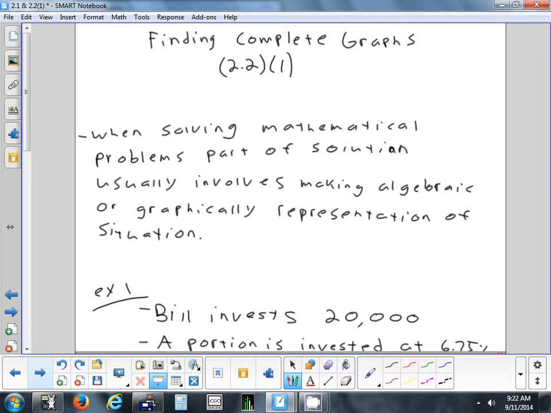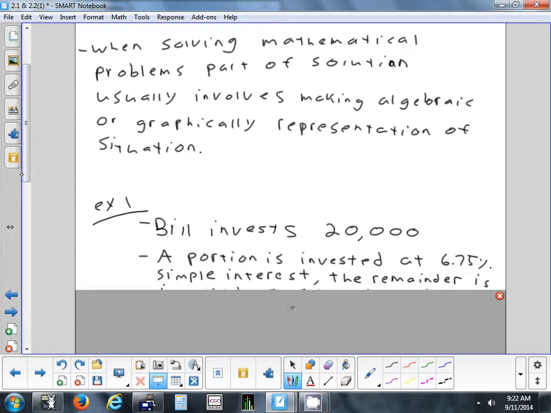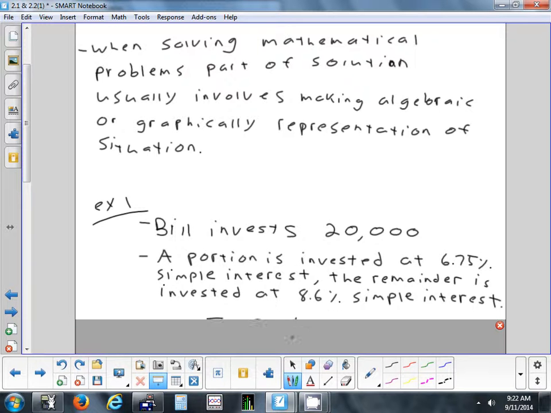So let's start with this. Okay, so Bill has $20,000 to invest. He's going to invest this money in two different types of accounts. One account pays 6.75% interest, and we're going to do simple interest to avoid issues with compound interest. Okay, so we'll just do simple interest. And then he's going to invest the rest of the money at 8.6%. Okay, so it's two different accounts, two different interest rates, and he's going to invest in some amount of money in one, some in the other.